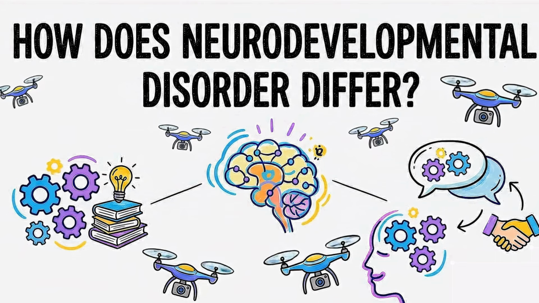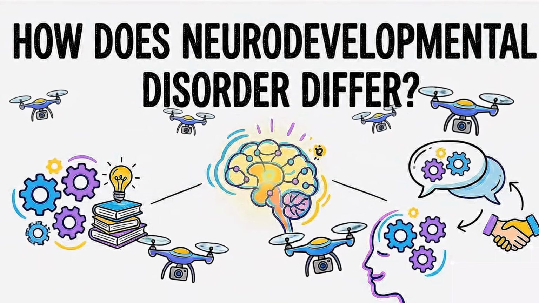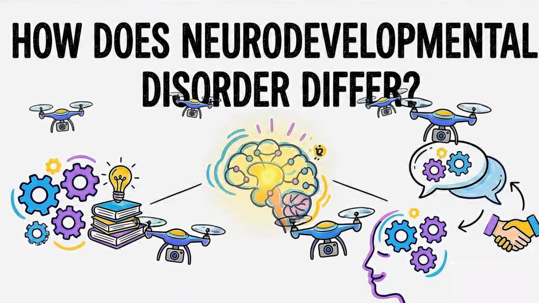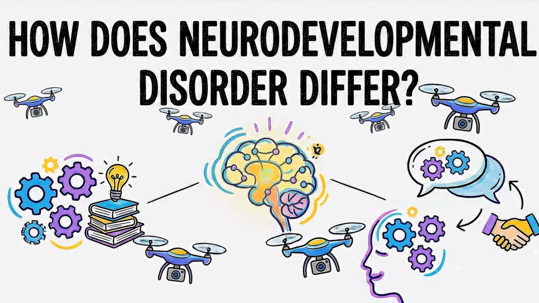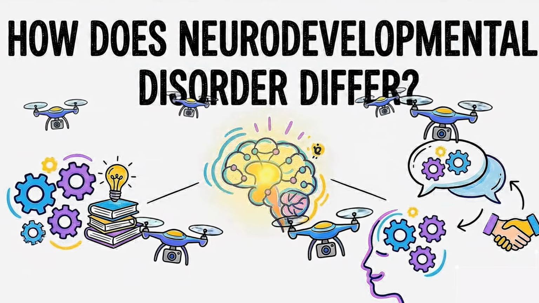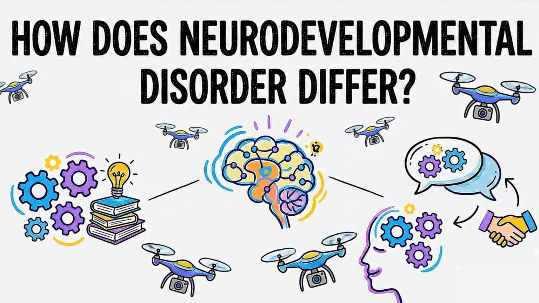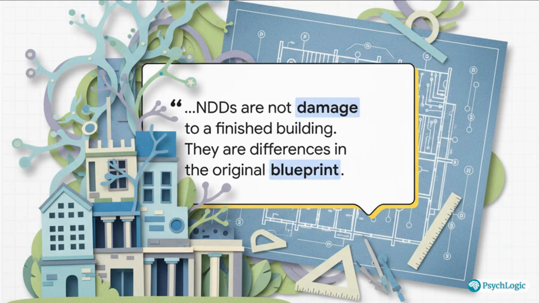Now, to really get this, we kind of have to shift our whole way of thinking. These aren't diseases you can just catch out of the blue. They don't suddenly appear in a brain that was developing normally. Instead, what we're looking at is a fundamental difference in how the brain is built and wired, right from the very beginning. I really want you to take a moment and let this analogy sink in, because it is probably the most important concept in this whole explainer. If the brain is like a building, neurodevelopmental disorders are not damage done to a finished building. They are differences in the original blueprint. Think about that. The entire structure is different from the ground up.